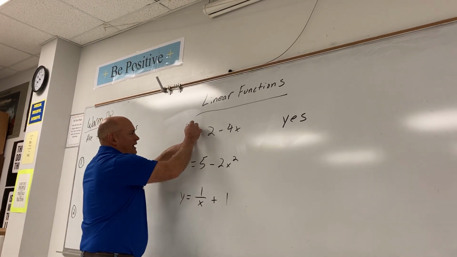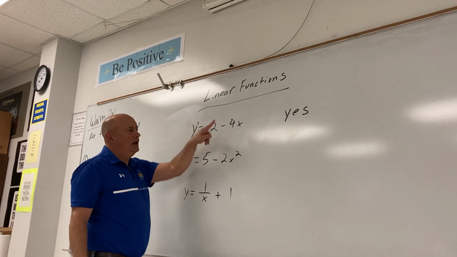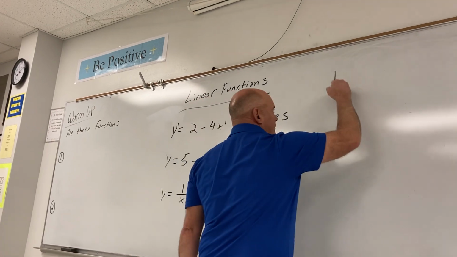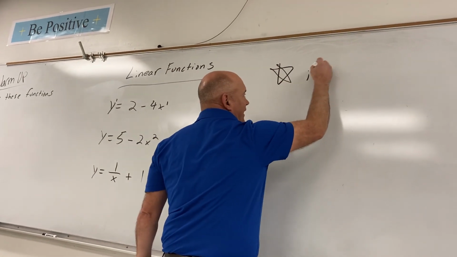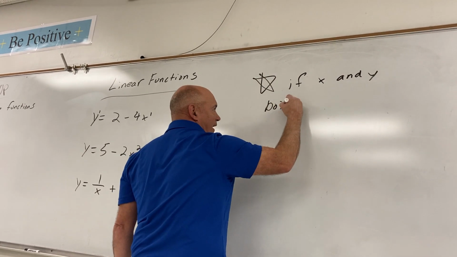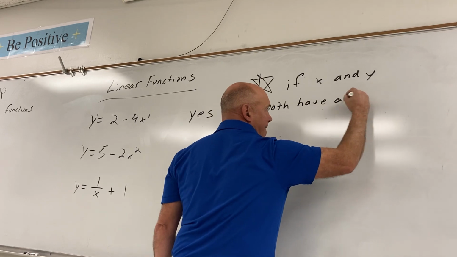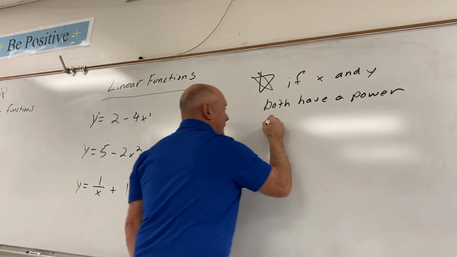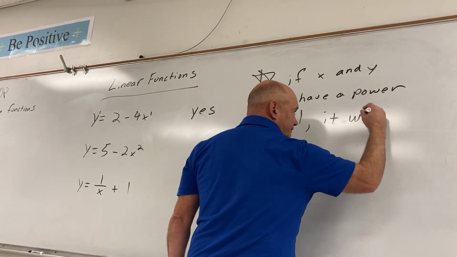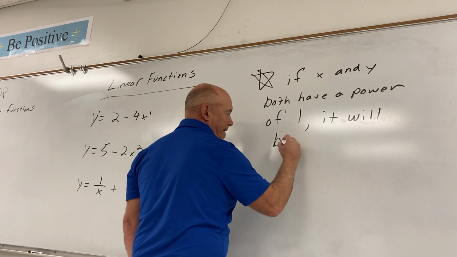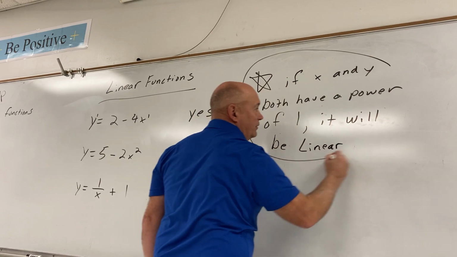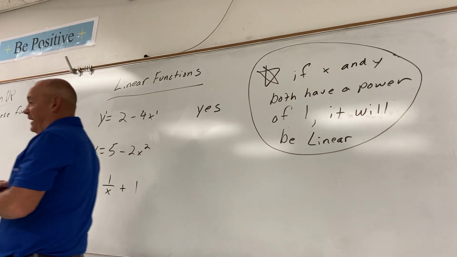So that's one option you have on the homework, but I'll give you a clue. Do you notice that y has a power of 1? Yeah. X also has a power of 1? Put a little note in your notes. If x and y both have a power of 1, it will be linear. Put that in your notes. Put a star by it.